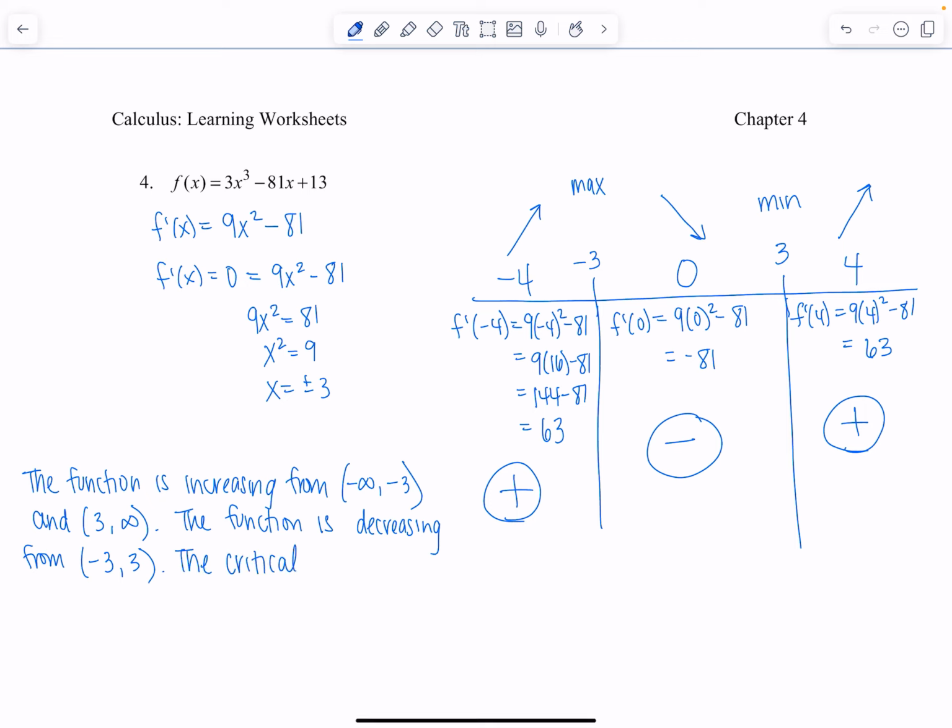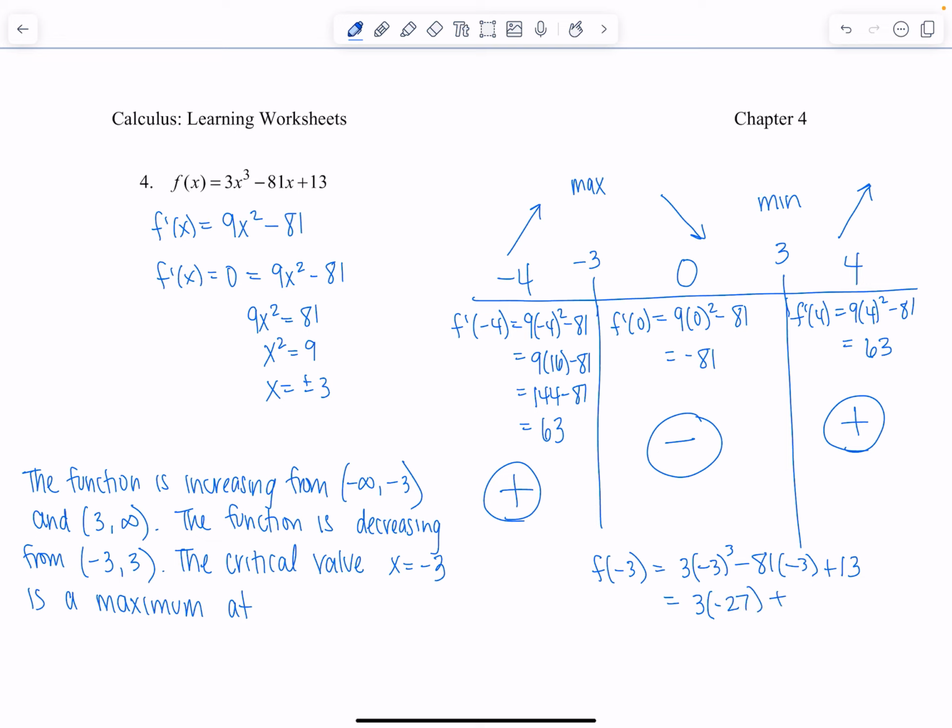The critical value x equals negative 3 is a maximum, and we can find out f of negative 3: 3 times negative 3 cubed minus 81 times negative 3 plus 13. 3 times negative 27 plus 243 plus 13. f of negative 3 is going to be 175.